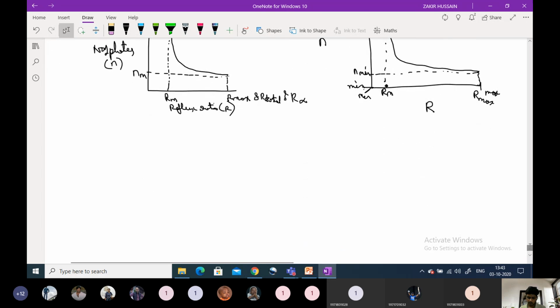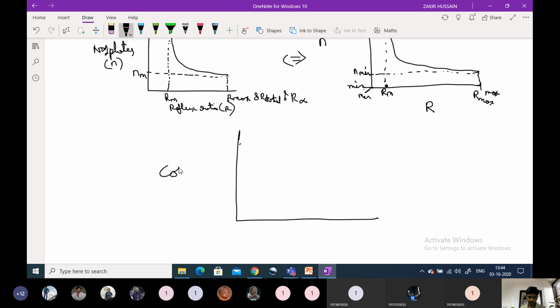Maximum plates will cost a maximum cost in the distillation column. And the next graph will be, okay, these two graphs are same. Both are same. And the next graph will be in between cost versus reflux ratio. Reflux ratio we are indicating with R. So cost versus reflux ratio. Same applies here, minimum here, maximum here. Here cost will be minimum and here maximum will be the cost.